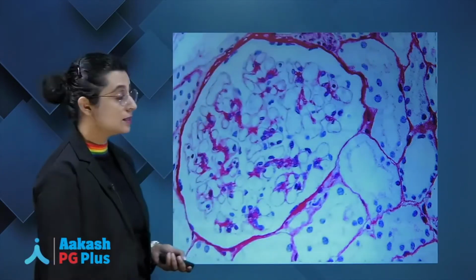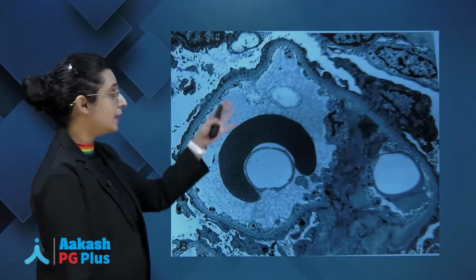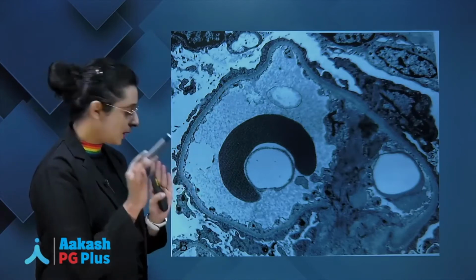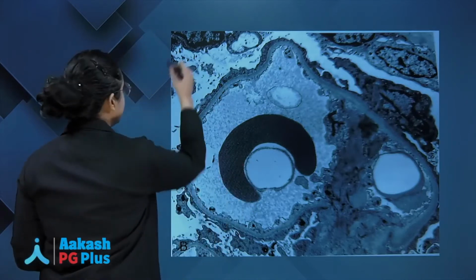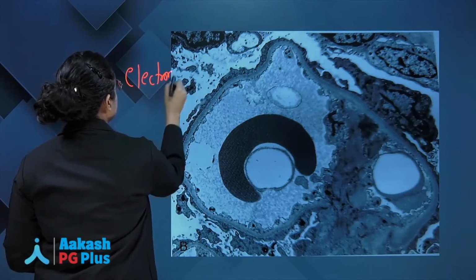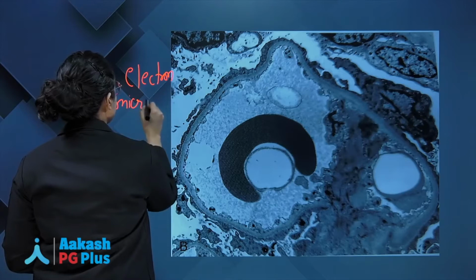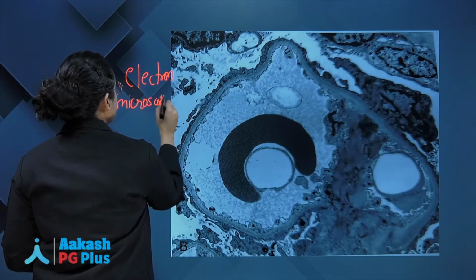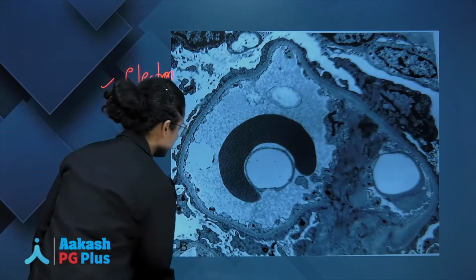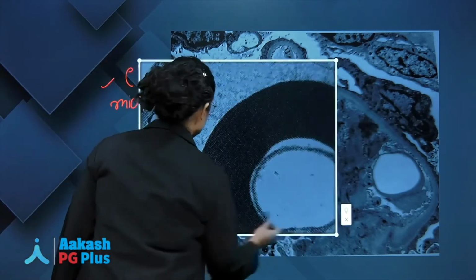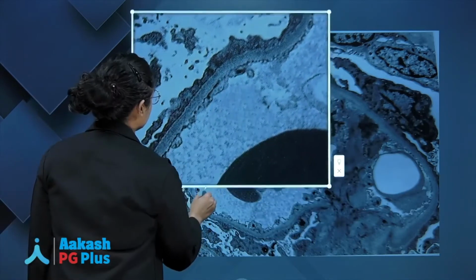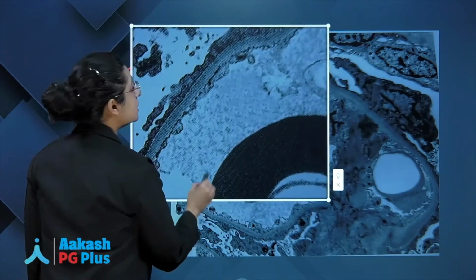Let's move to the next image which has been asked multiple number of times in your exams, right? What is this? This is a black and white image. One thing you can see from this image, that something which is black and white is electron microscopy. So you can know that this is electron microscopy which has been asked number of times, and it shows effacement of foot processes. Okay, let me zoom into the structure and you can see the effacement of the foot processes, the flattening or the loss of the foot processes which is seen in minimal change disease, right?